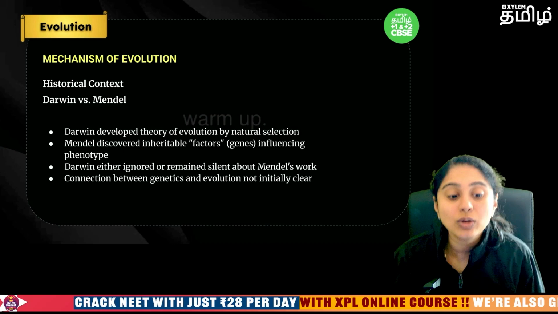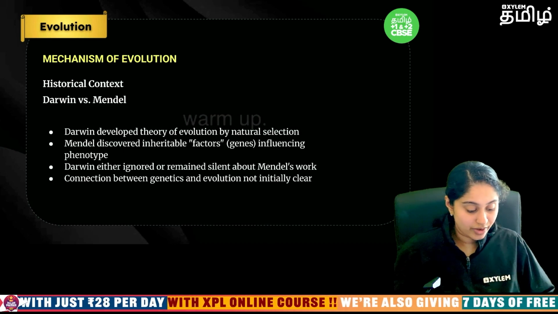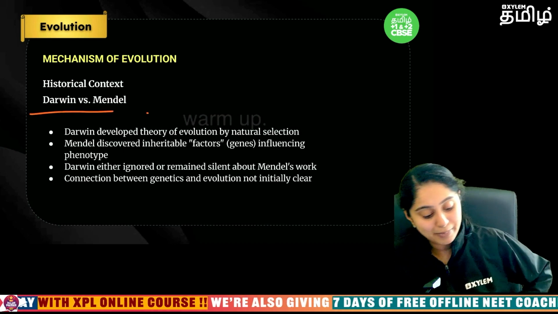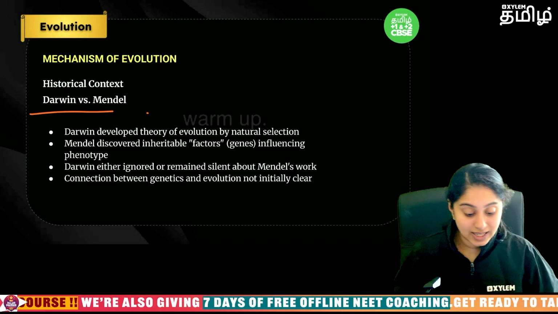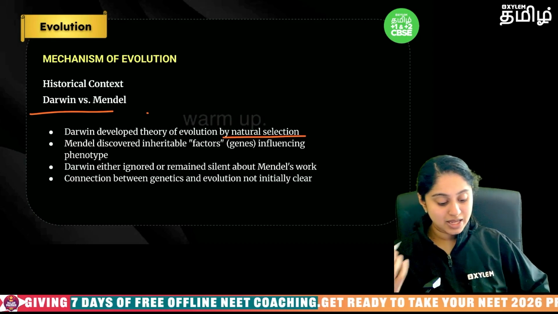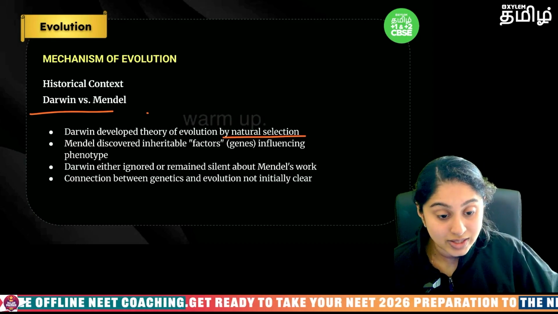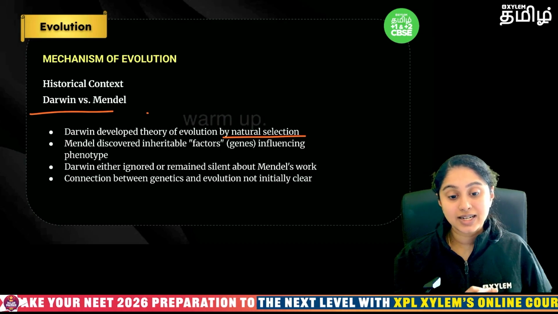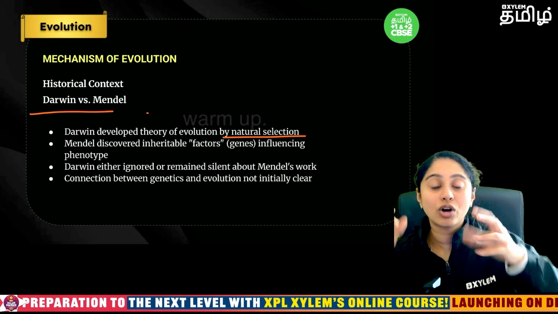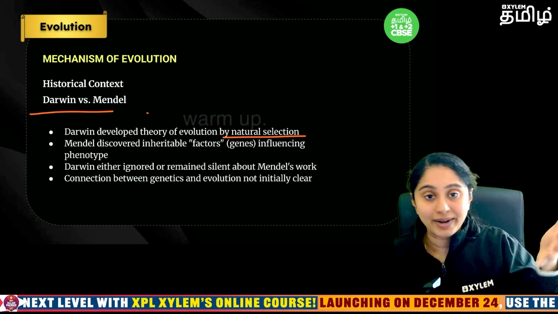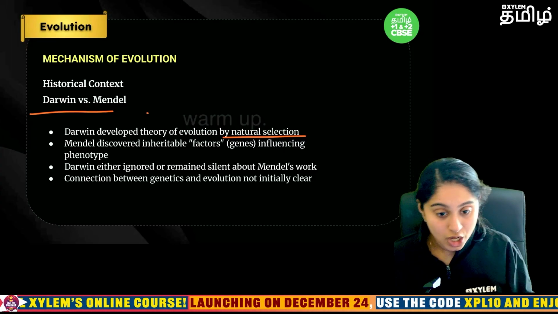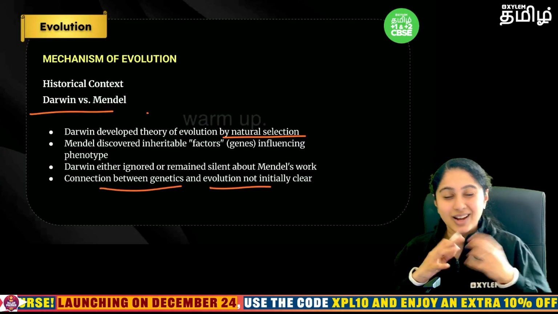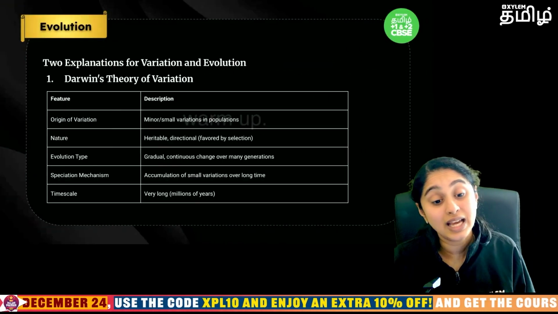Now, coming to the mechanism of evolution. Darwin versus Mendel. Darwin said that there is natural selection, meaning the genes that are influencing the phenotype, and slowly it will move on. But he didn't know Mendel's work, and Mendel didn't know Darwin's work. So the difference and connection between genetics and evolution was not very clear.